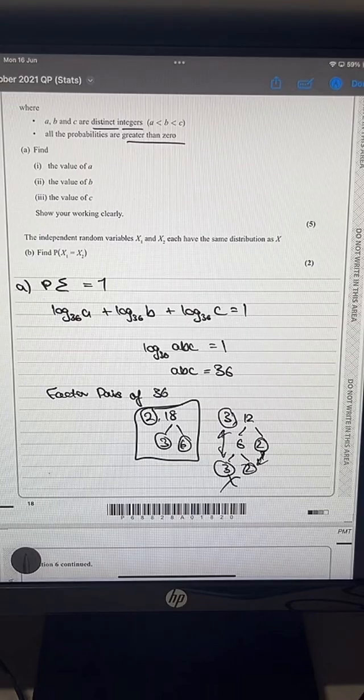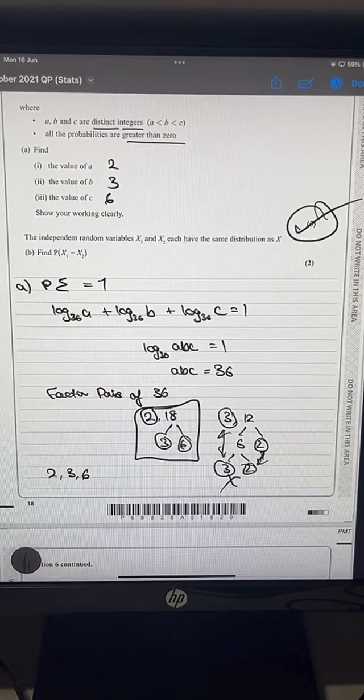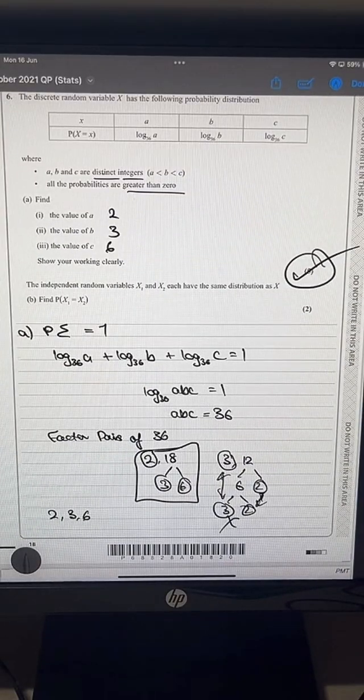Let's just roll with it, right? So the 3 numbers I have are 2, 3, and 6. Now I just need to assign them correctly. A is smallest, so a is 2, b is 3, c is 6. Boom, 5 marks in the bag. Does this question make sense? Do you see why I said it's not so bad? Yeah, 6 can be split into 2 and 3. But remember, you need 3 distinct integers. Well, these are 3 distinct integers, and that's all you have to do.